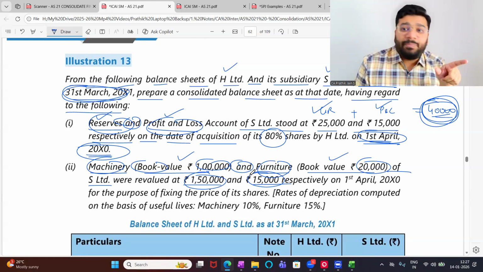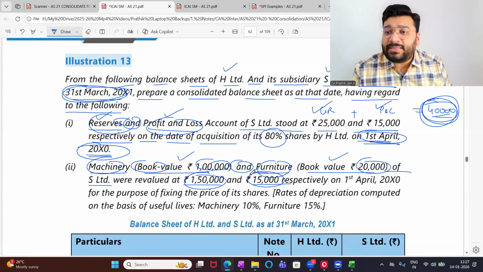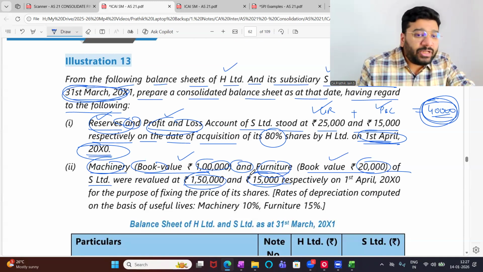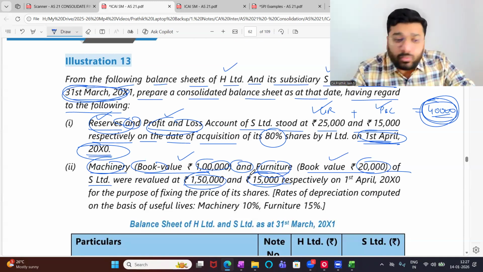So one is the asset appreciation, one is the asset depreciation. So one asset ka upward revaluation, another asset ka downward revaluation. Machinery, upward revaluation. Furniture, downward revaluation.